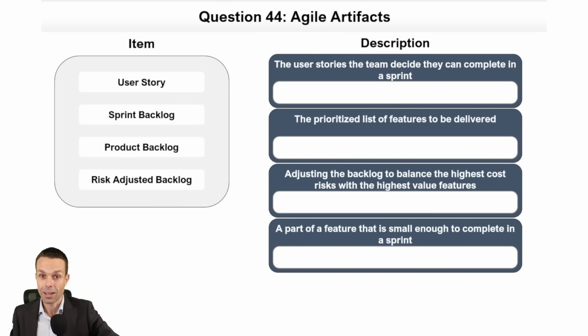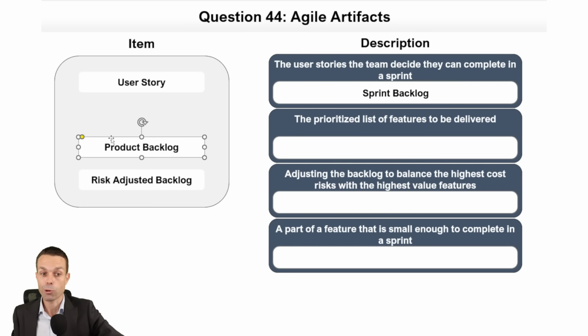All right, number 44, some more Agile artifacts. Some of my favorite artifacts, actually. The user stories the team decides that they can complete in a sprint. That's going to be our sprint backlog. The prioritized list of features, that's our product backlog.